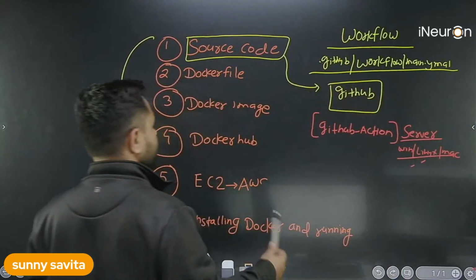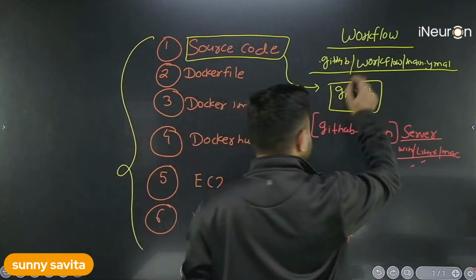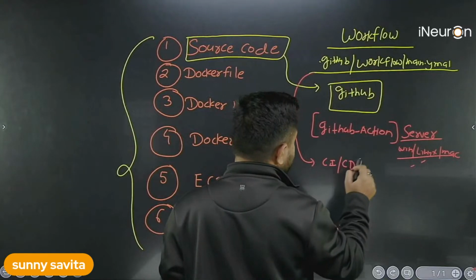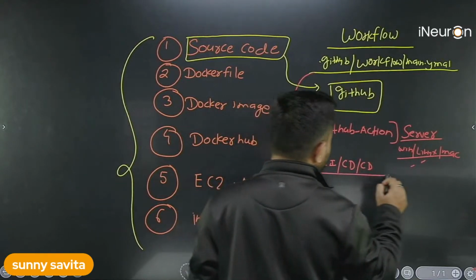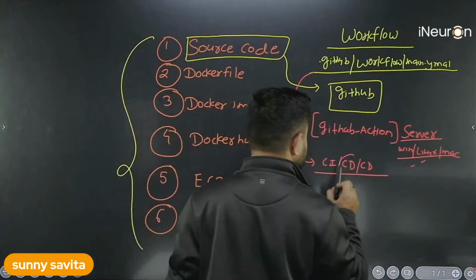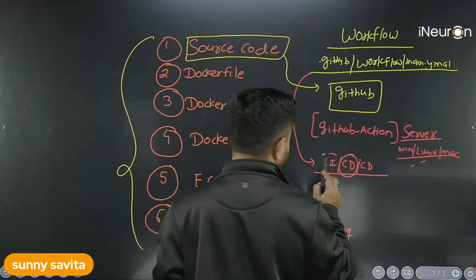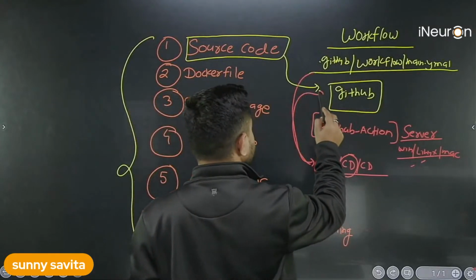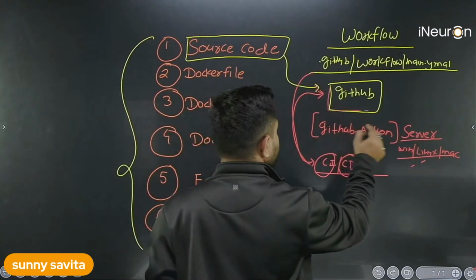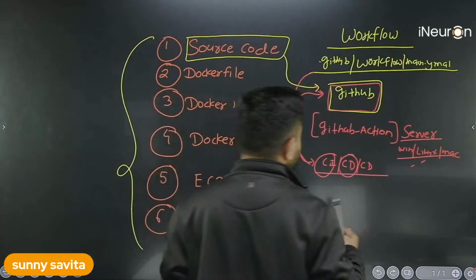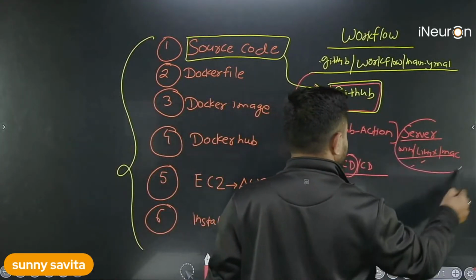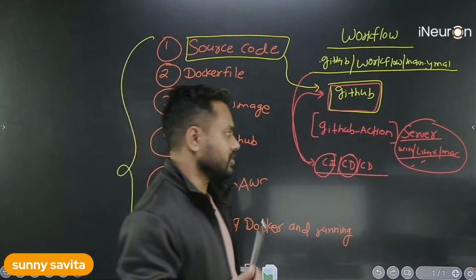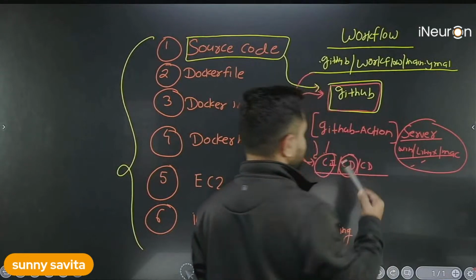By using this workflow, we are achieving CI and CD. What is the meaning of CD? CD represents continuous delivery. We are integrating the source code, pushing it to GitHub. When I'm pushing it, on top of the GitHub server, I can run my test cases and check while doing continuous integration.